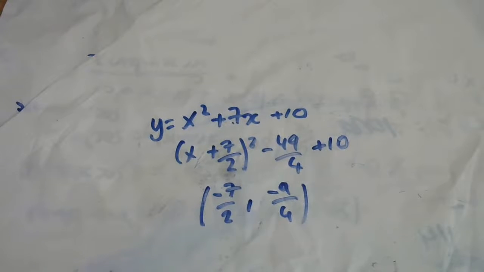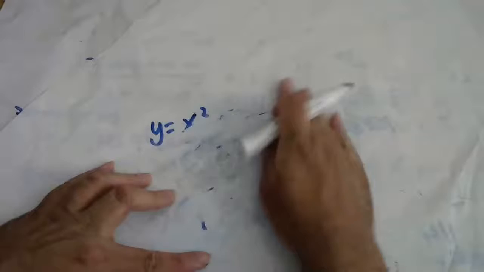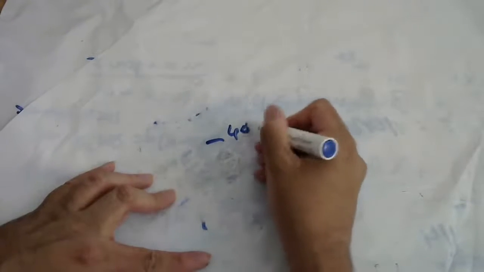Understand the x, not the y. Okay, cool. Well, it's just literally the sum of that. So -49 over 4 plus 10. So let's deal with that. So you've got -49 over 4 plus 10.